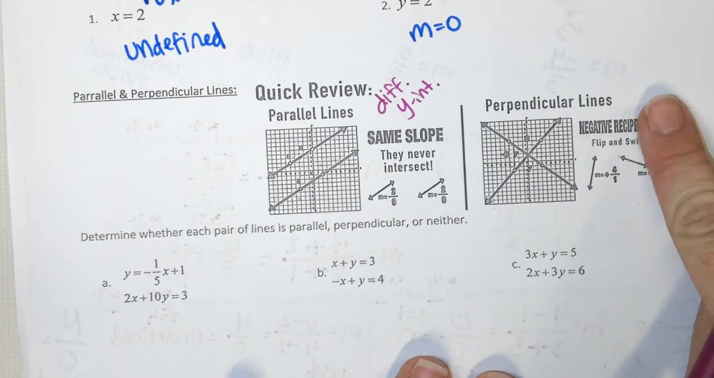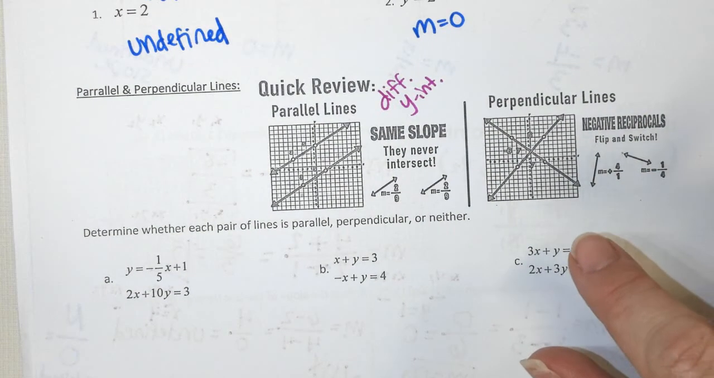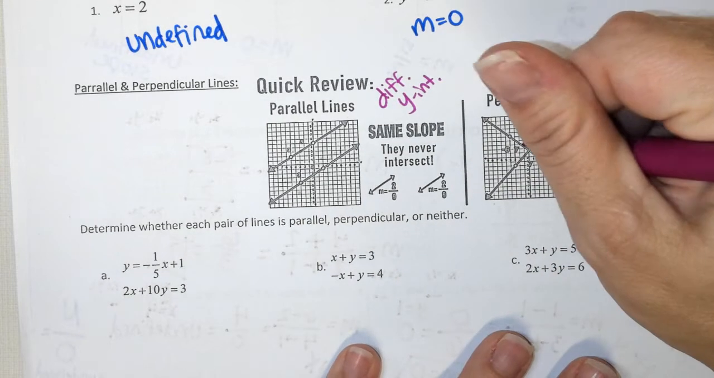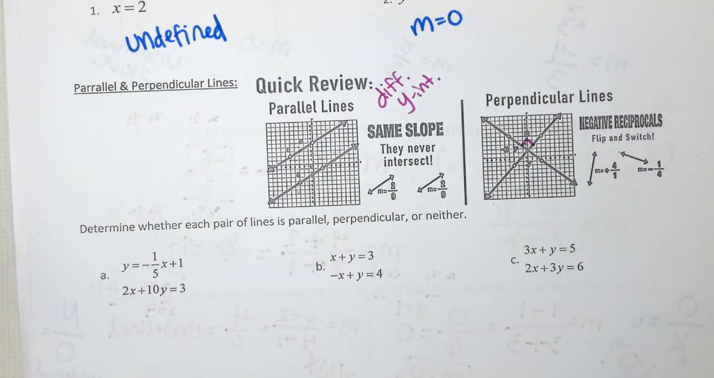Okay, what about perpendicular lines? They always cross, but they always cross at what kind of angle? They make a perfect angle, a 90-degree angle. So it's not just that they touch. They can't just touch. They have to touch perfectly, yes? And the way we know that, we call them opposite reciprocals.